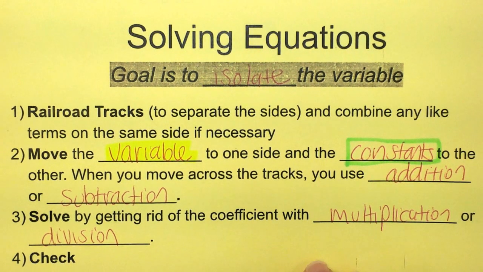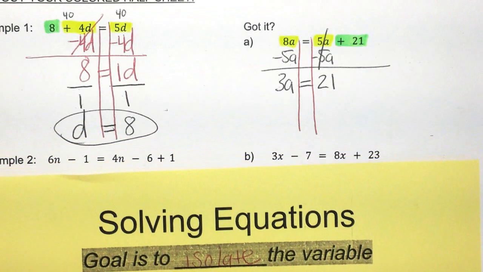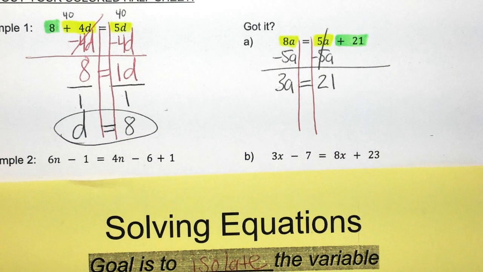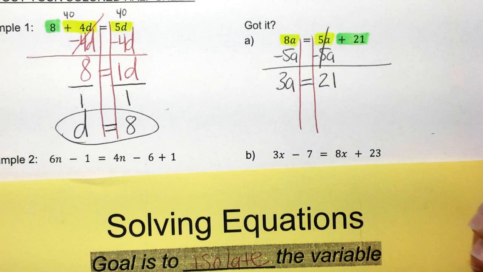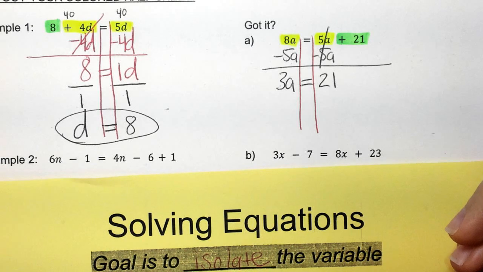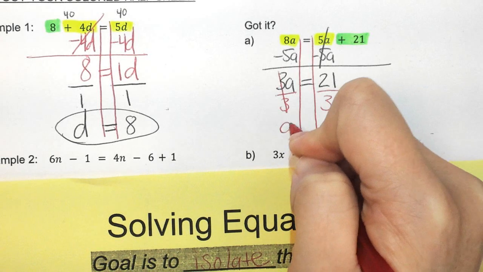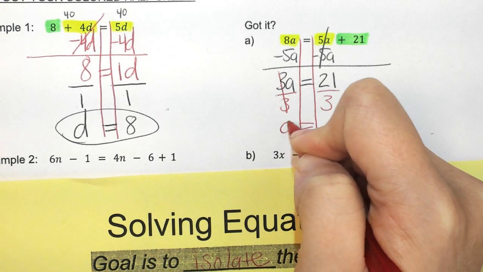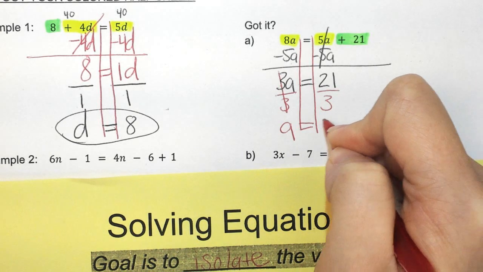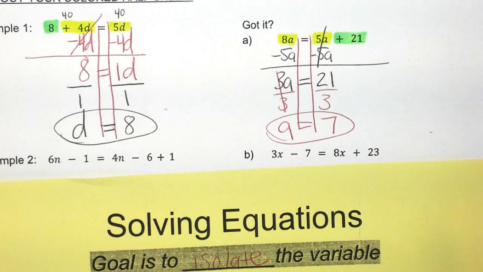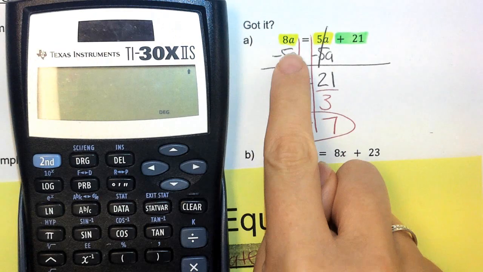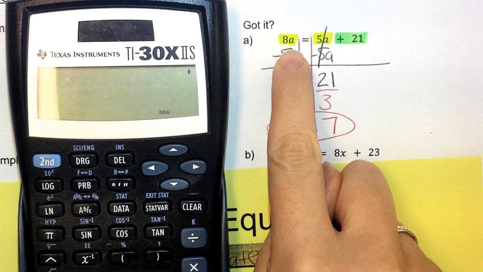So we're done with step 2. Now it's step 3. Get rid of that coefficient. How would I get rid of the coefficient? Jackson. Divide by 3. Good. Divide by 3 on both sides. And I end up getting A is equal to 7. If I want to check this, how would I type it into the left side?